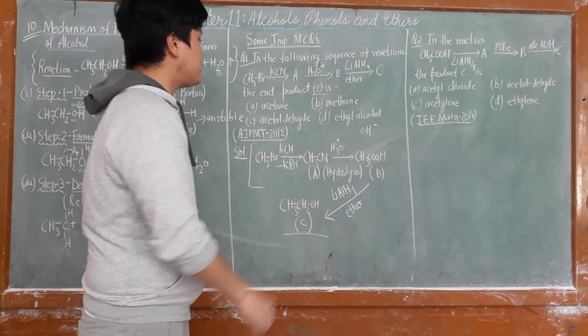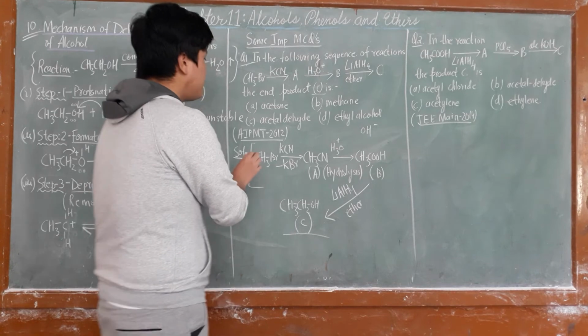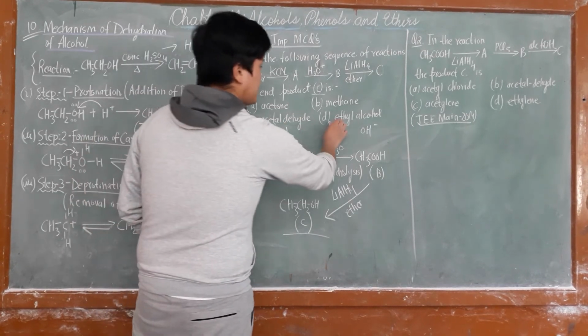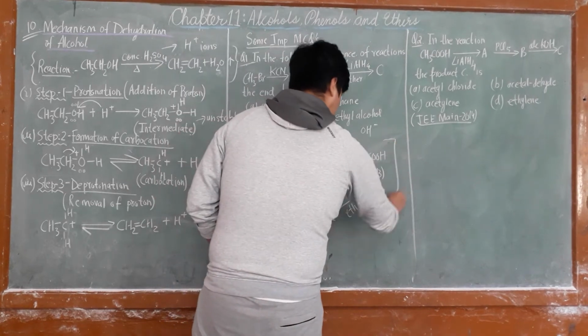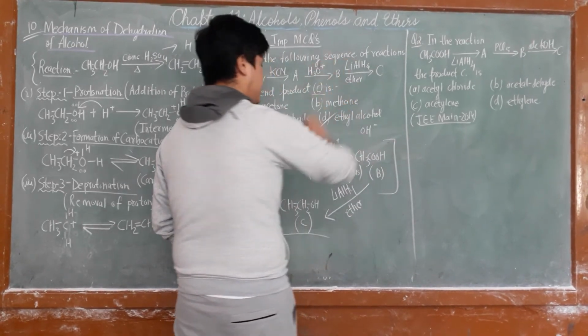Now C dikhaya toh ethanol le. Do we have ethanol in the option? We do. But ethyl alcohol do. Ethyl alcohol na ethanol na. So your answer is option number D.